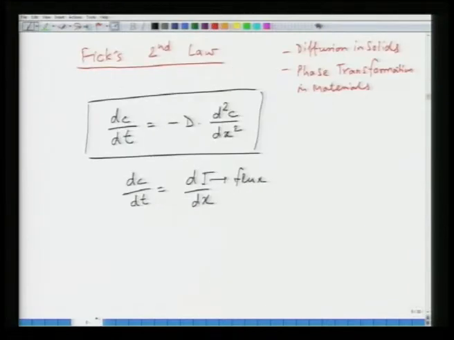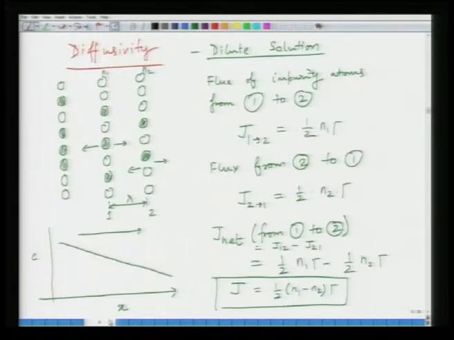And then we looked at Fick's second law, which is actually not a law but a derivation, where we see the rate of change of concentration and relate it to the flux. And then we went into what is diffusivity.